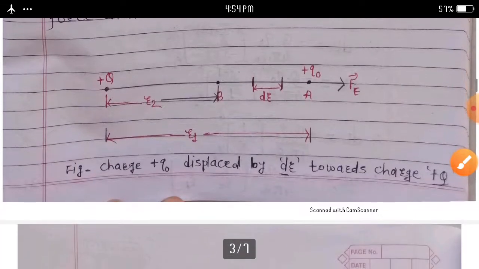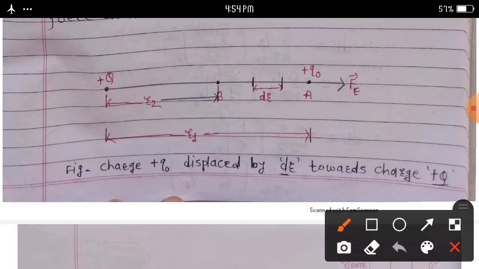See this diagram. Consider a charge plus q at point O. Let a small charge plus small q0 be brought from point A to point B.